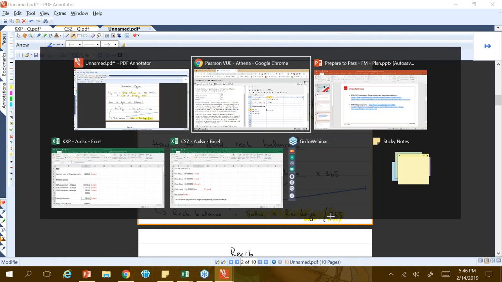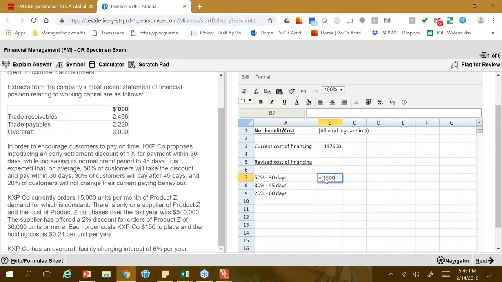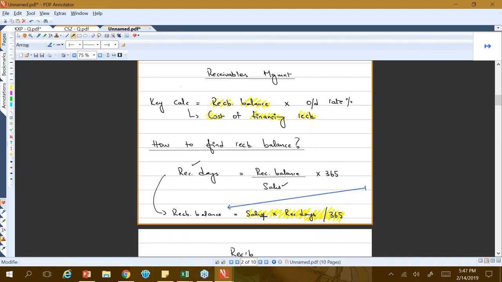So let's try this here. So sales, which is 15 million. How many customers will take the 30 days? Well, 50% customers will take the 30 days, 50%. Into how many days they will take, 30? What are the total days? 365. So what I've done here is I've done this same working again. I've taken sales, thought about the proportion of customers who are going to take this offer, and then into the receivable days, which is 30, as these customers will take 30 days, over the 365.